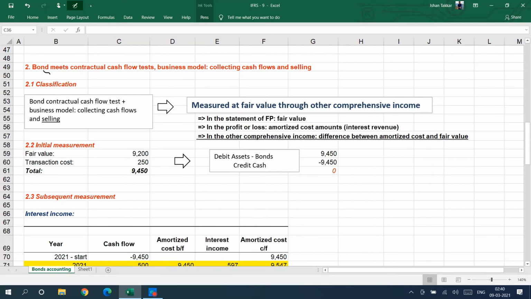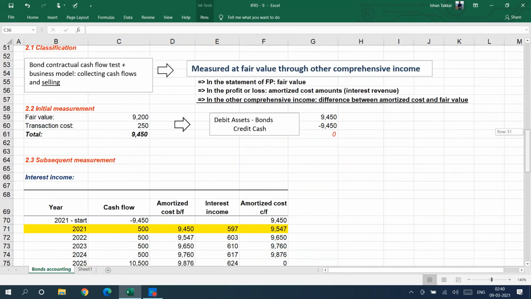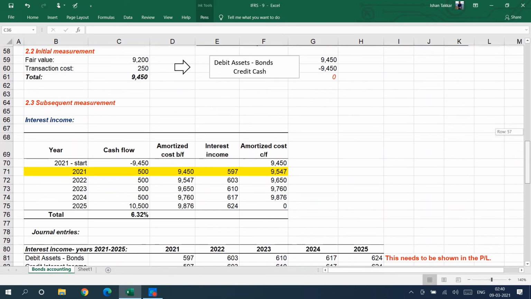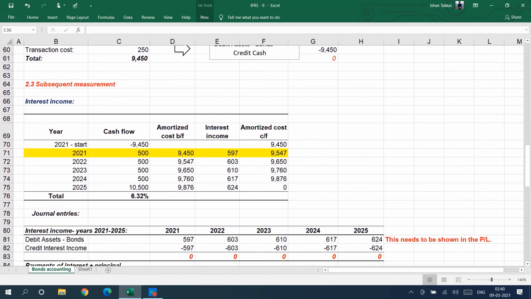So the second example, the business model is collecting cash flows and selling. Let's see how we do the accounting. For this, you do all the same calculation that you do for amortized cost. You have earned the interest of 6.32%, and interest income is this.